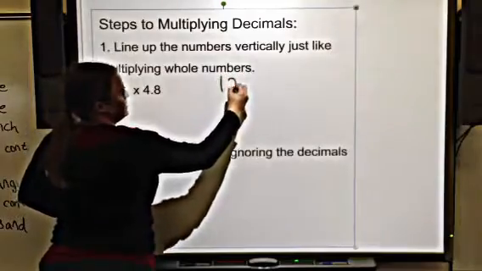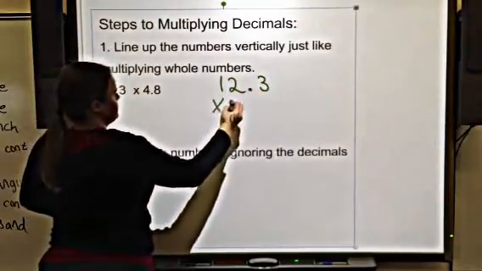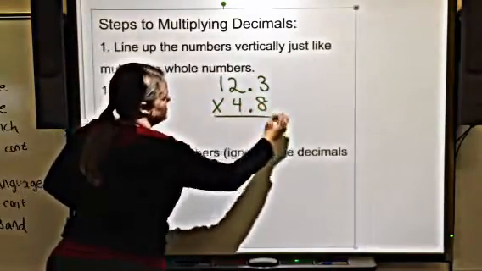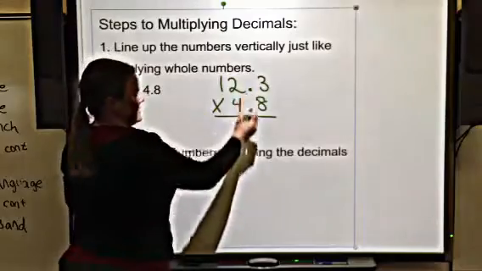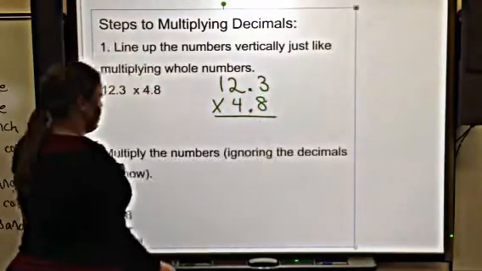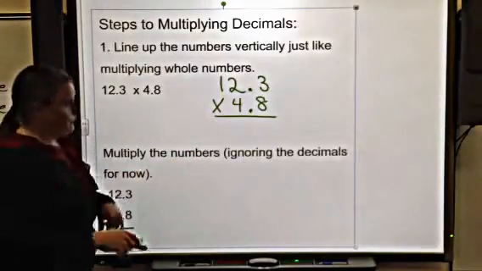So I'll take 12 and 3/10 times 4 and 8/10. It just so happens that these decimals are lined up, but all you're doing is making sure your digits are lined up. Next is multiply the numbers, ignoring the decimal for now.